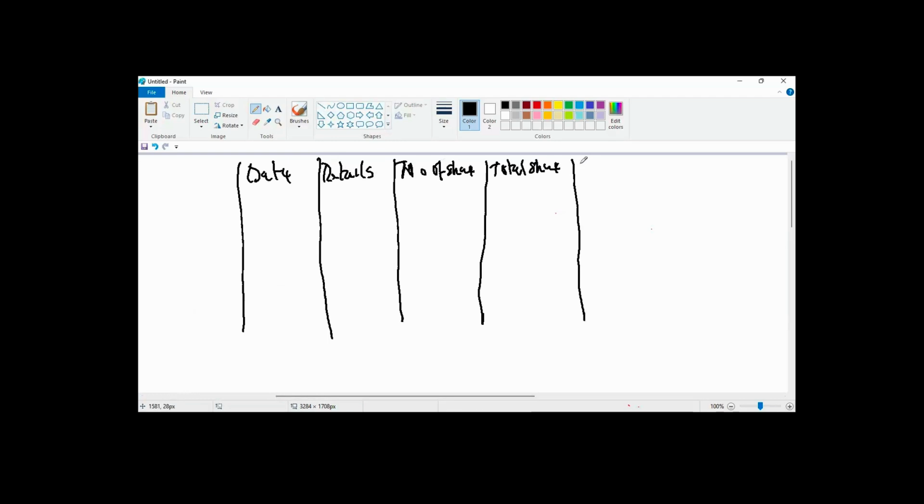After the total share, we have bonus issue, bonus factor, then time factor, weighted average. This is it for me.